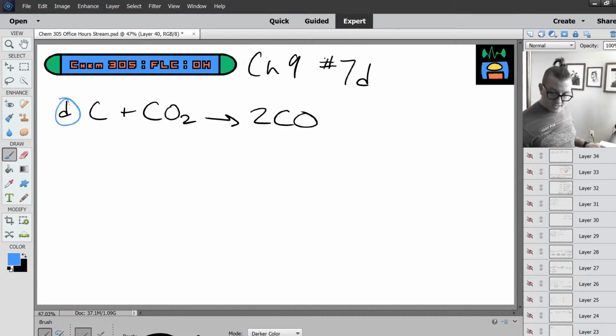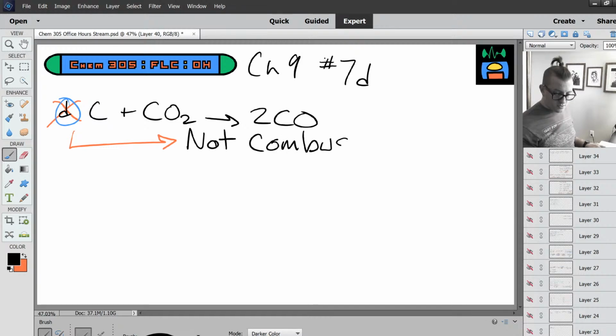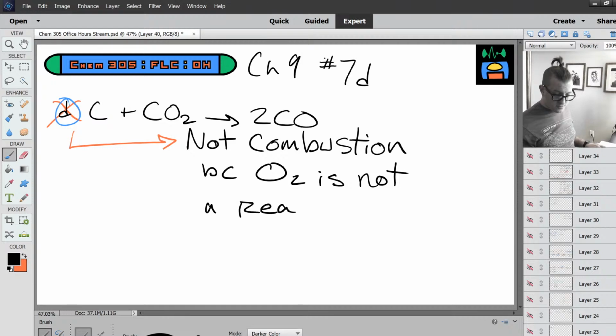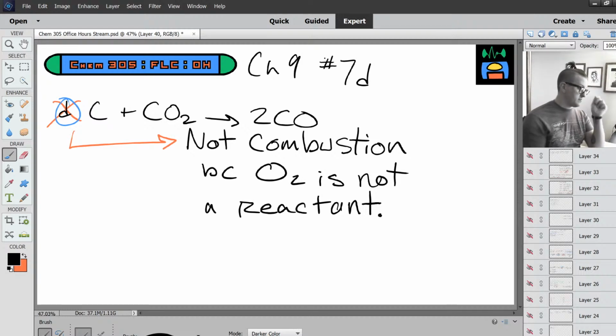All right, and this one is not combustion, because O2 is not a reactant. So that's the reason D isn't. Okay, awesome. Well done.